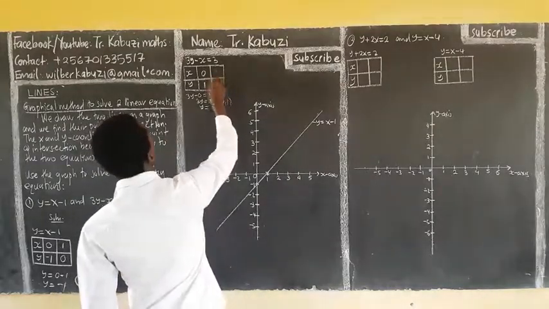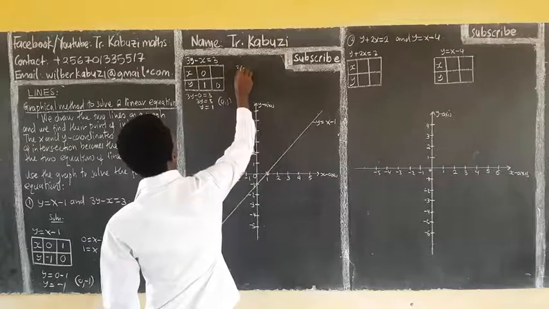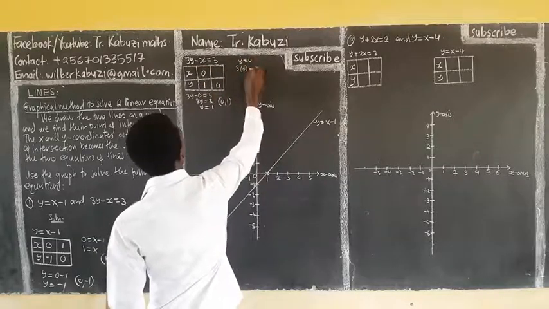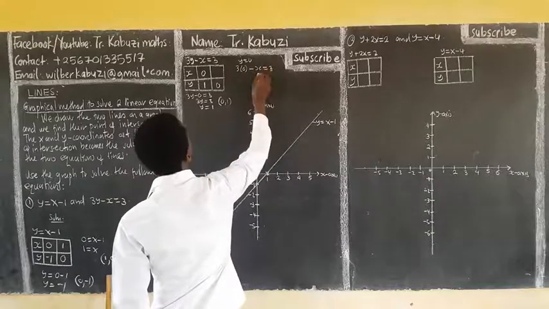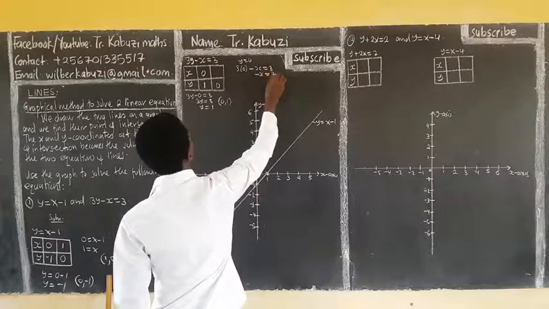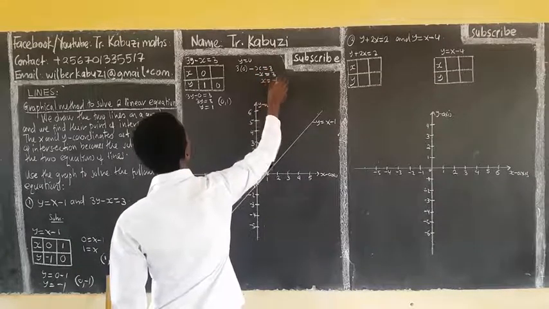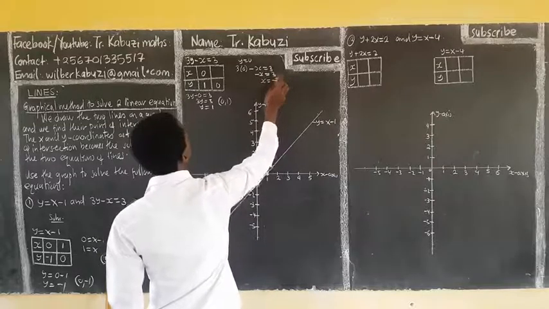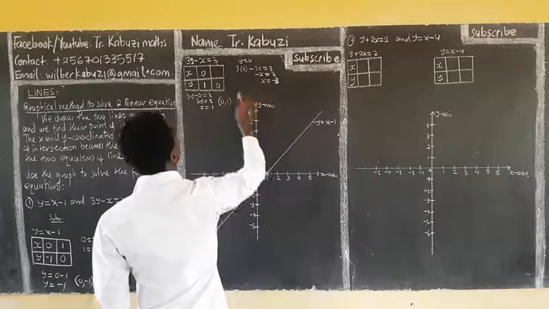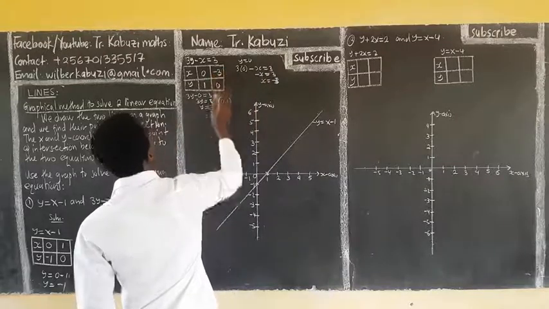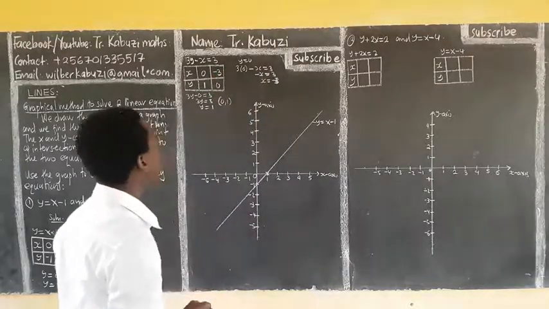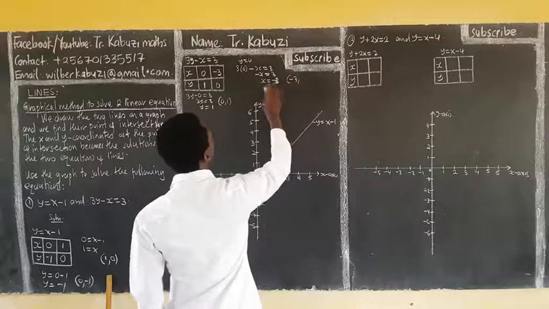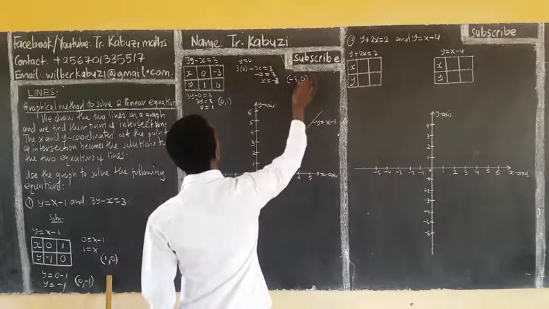Now, when y is 0, you have 3 into 0. When y is 0, minus x equaling 3. So your negative x will be 3. Divide by negative 1 on this side and this side. So our x is negative 3. So that's it. Now, we get this point as negative 3, the x coordinate, then the y coordinate was 0.